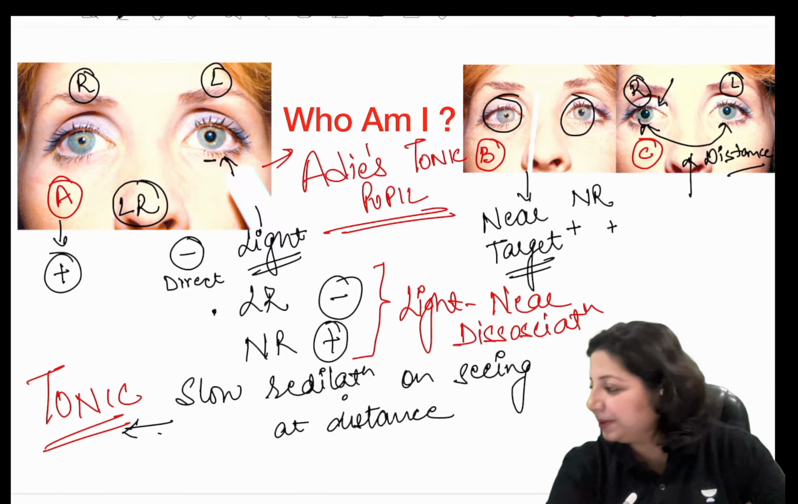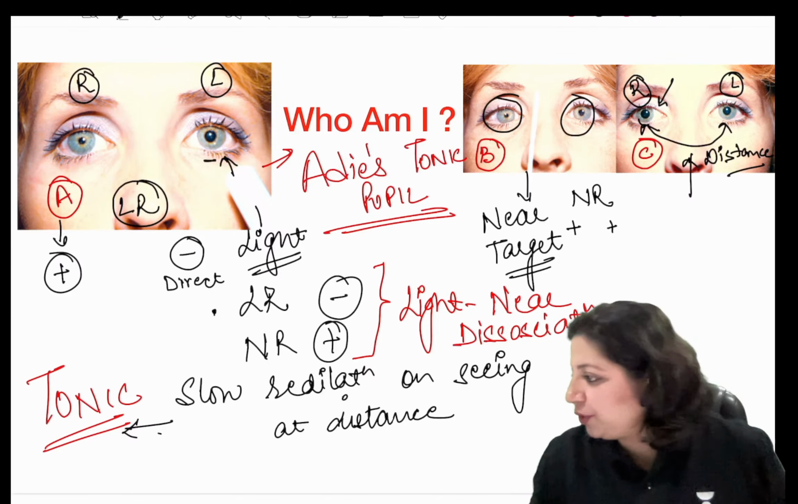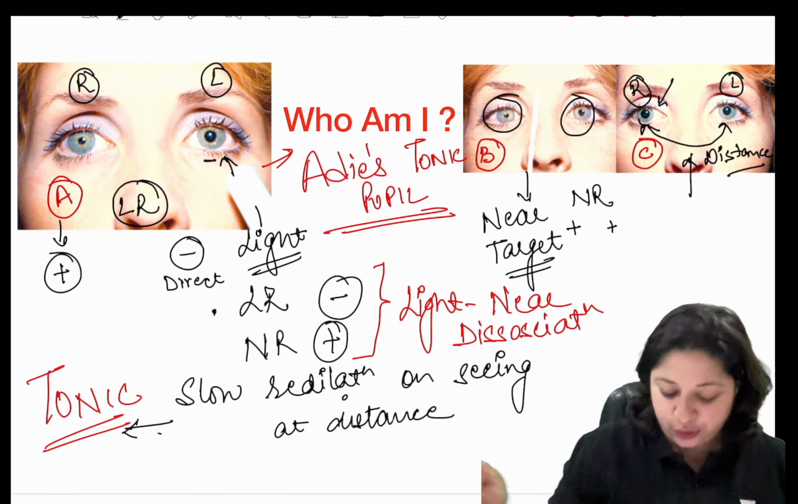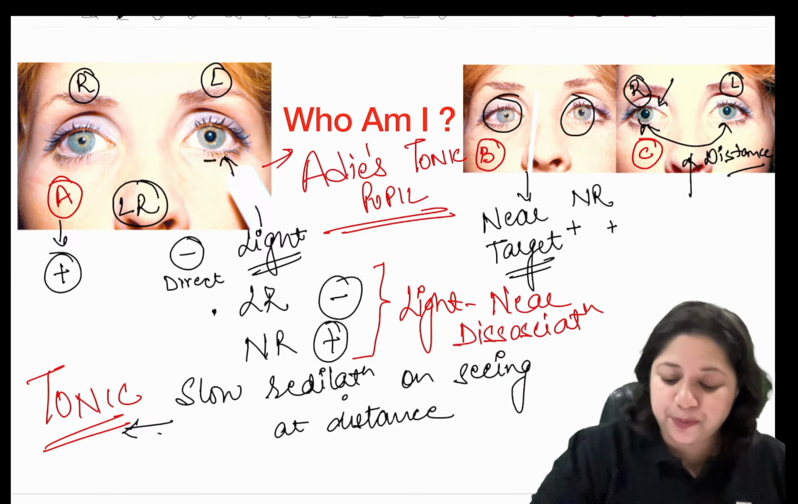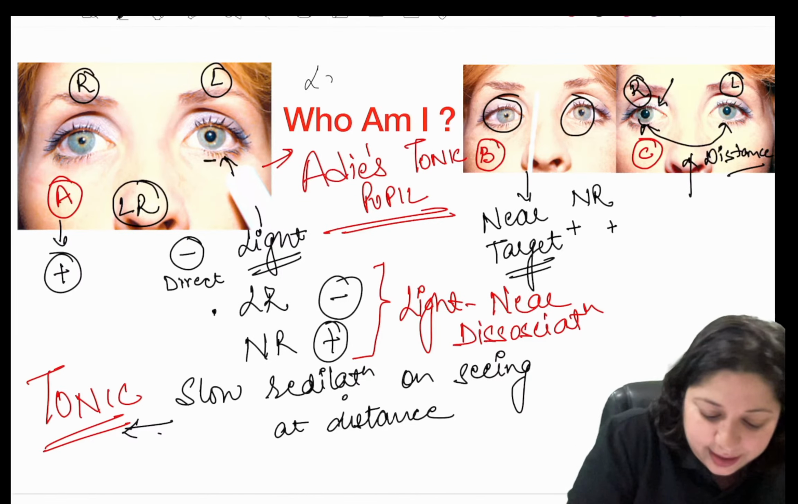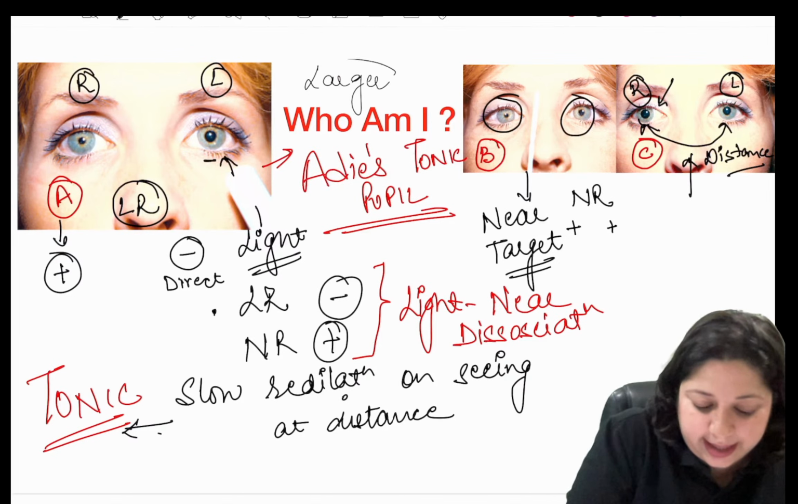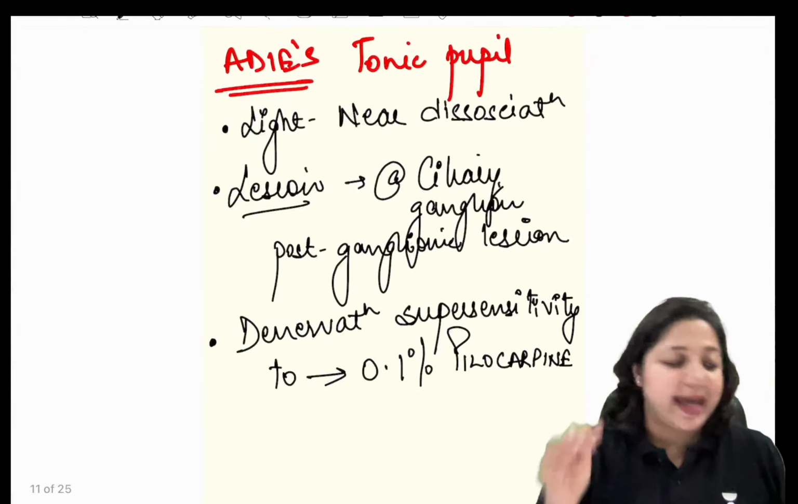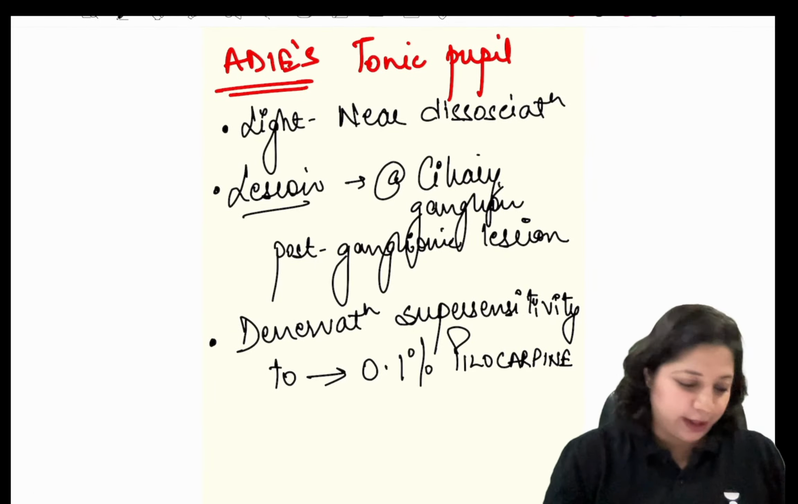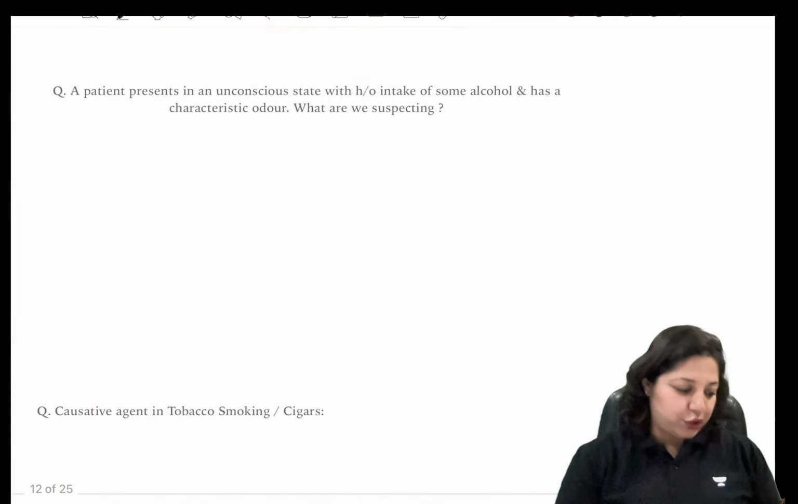Okay, you get that? Is that all right, Dr. Pihu? Now is that clear? All right. So now here you're right. The affected pupil is actually the larger sized pupil. Larger pupil is the affected pupil. So this is Adie's tonic pupil. All right. Okay. So let's move on to the next one.